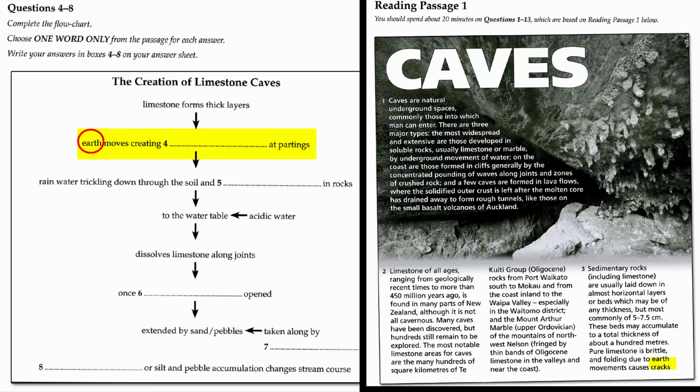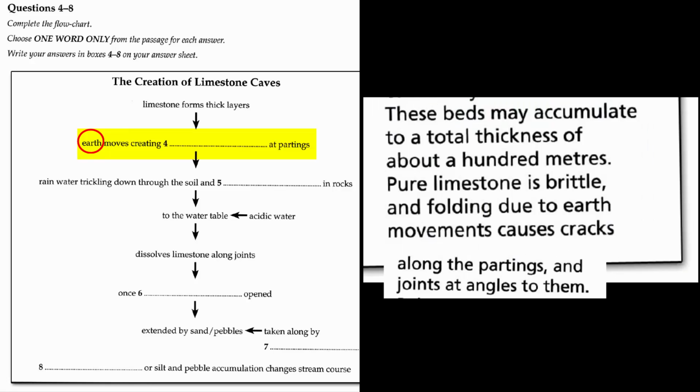So I'm going to read it from the beginning of this sentence. Please follow me. These beds may accumulate to a total thickness of about 100 meters. Pure limestone is brittle, and folding due to earth movements causes cracks. What is the question? Earth moves, creating. Now guys, creating and causing both are same words. They are synonyms. At parting.